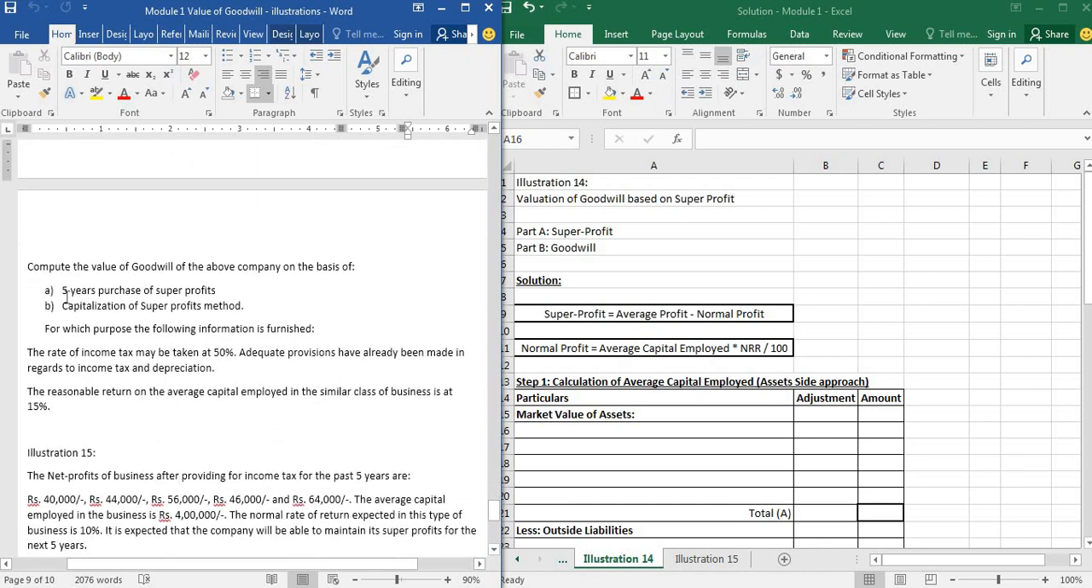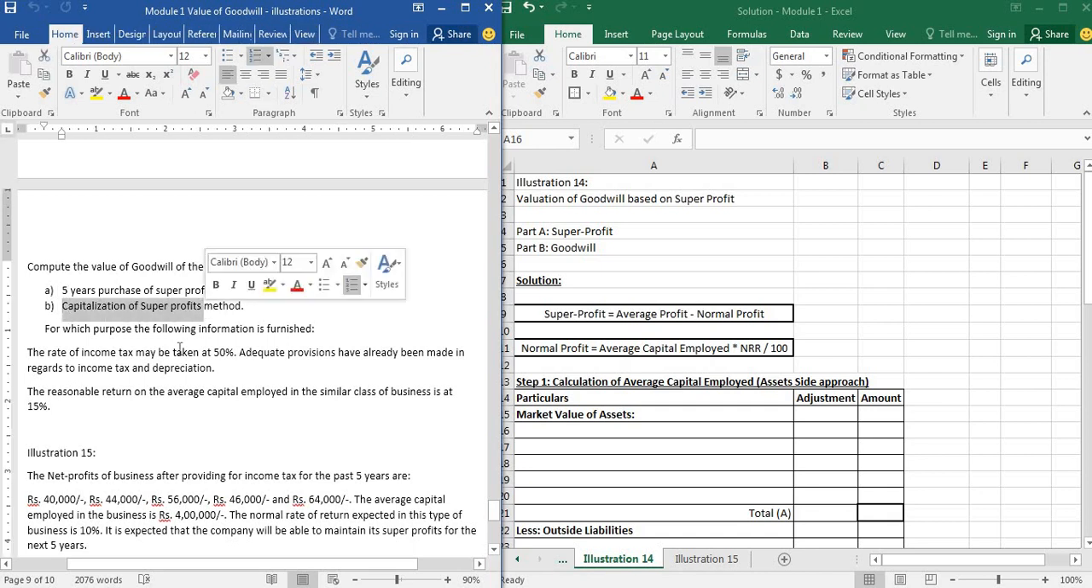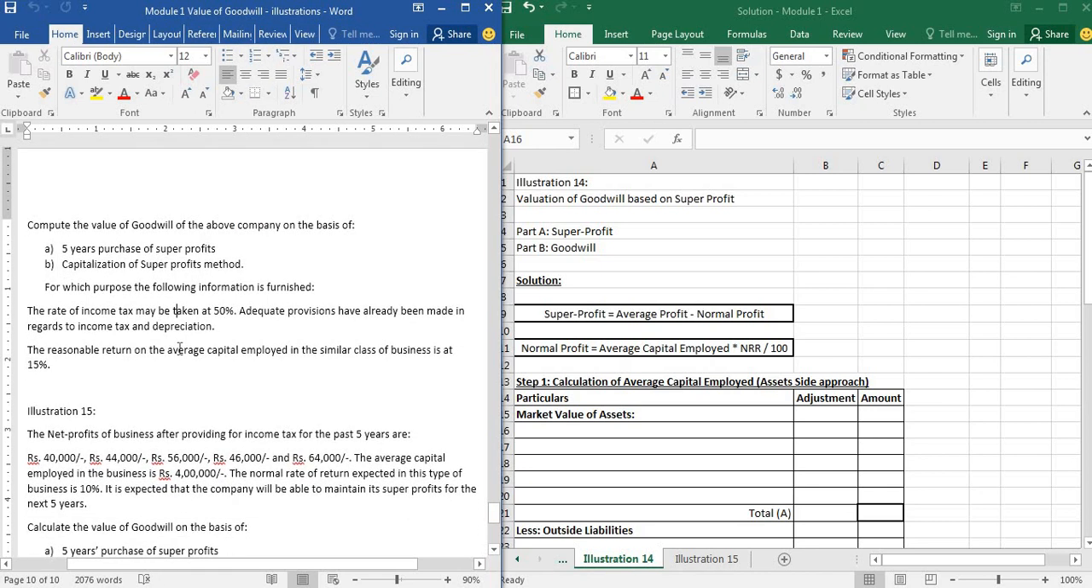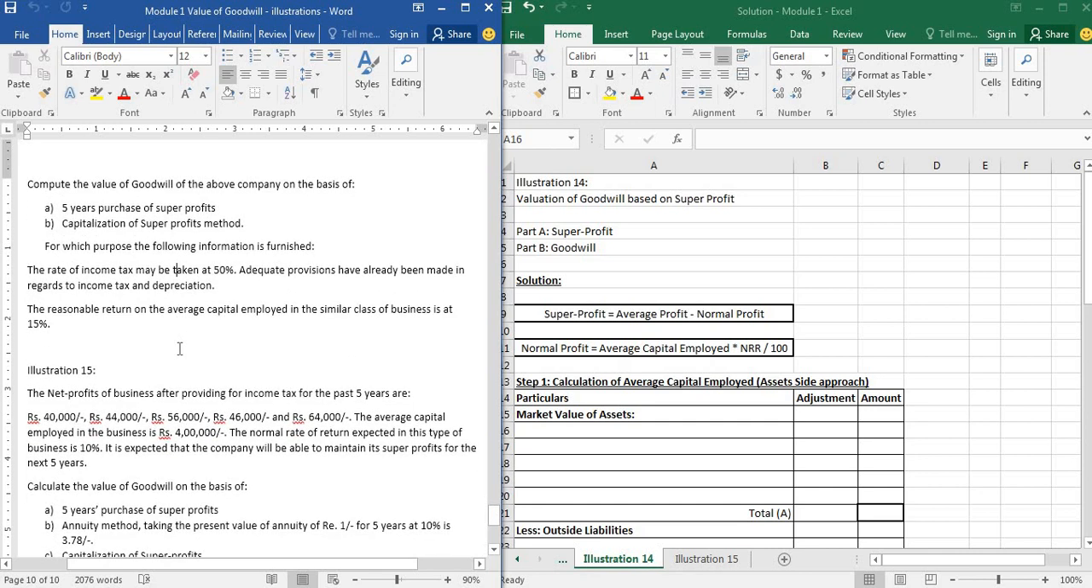Then they have asked us to compute goodwill on the basis of super profits, that is 5 years purchase of super profit, and the capitalization of super profits method. They have asked us only two methods. So they have not asked us the annuity method and they have not asked us the sliding scale method. And for this purpose, they have given us some additional information.